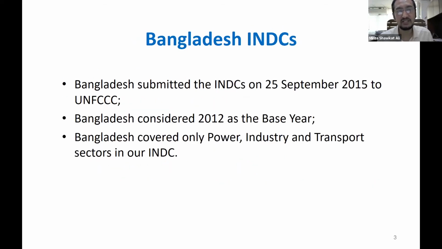So as you can see, we submitted our NDC on 25th September 2015 to the UNFCCC, and we considered 2012 as the base year, and we considered only 3 sectors: power, industry, and transport, specifically energy use in these 3 sectors in our NDC because of non-availability of data on other sectors. Next slide, please.